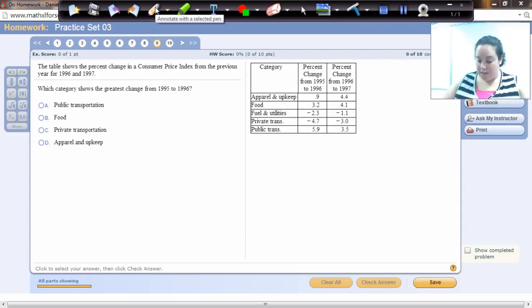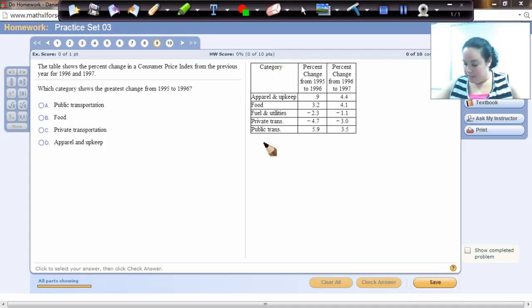Let's read this together. The table shows the percent change in a consumer price index from the previous year for 1996 and 1997. Okay, so we have this table here, percent change from 95 to 96. Have some percent changes, percent change from 96 to 97. Okay, let's look at this right here, 0.9. That means the apparel and upkeep went up 0.9 percent. So this is an increase.